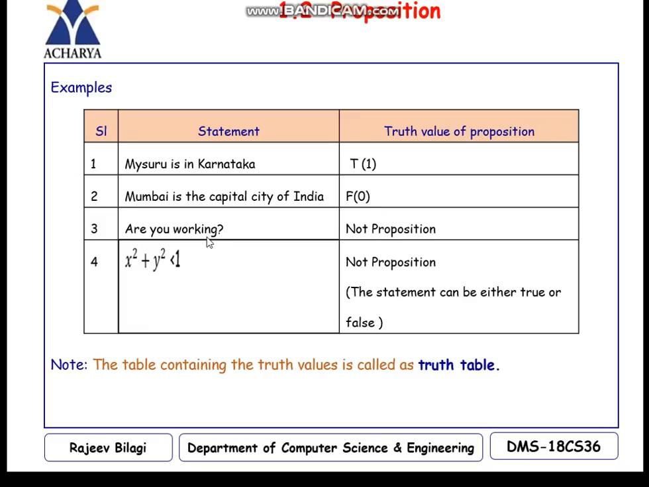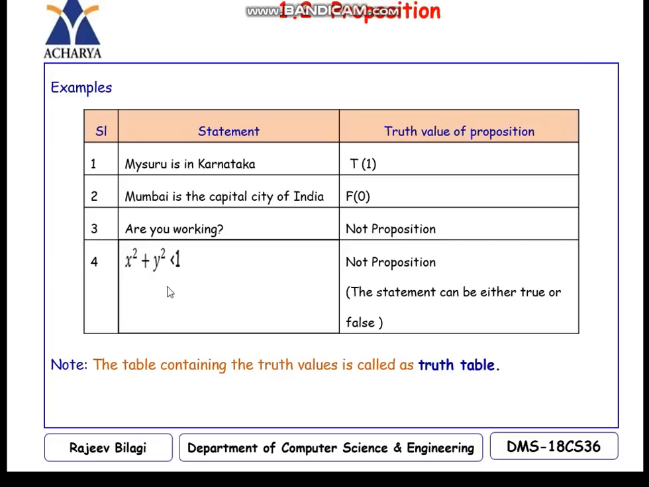Another interesting example is: are you working? For this statement, we don't know whether the answer is yes or no. In such conditions, I will call this not a proposition.